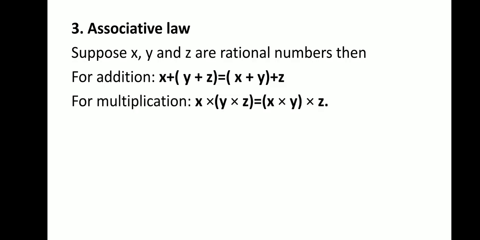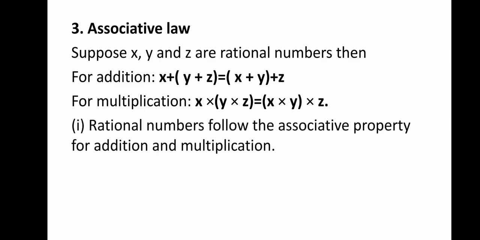For multiplication, in place of the addition sign, I need to take the multiplication sign. Again, I need to change the position of the bracket on the right hand side. So we can say that rational numbers follow the associative property for addition and multiplication. We have studied all these properties in detail with examples earlier.